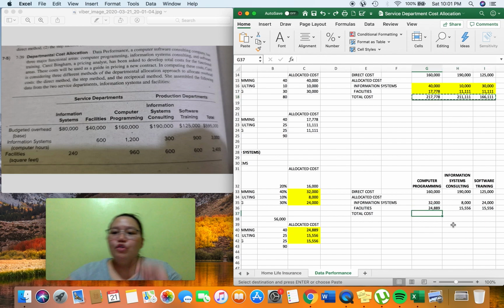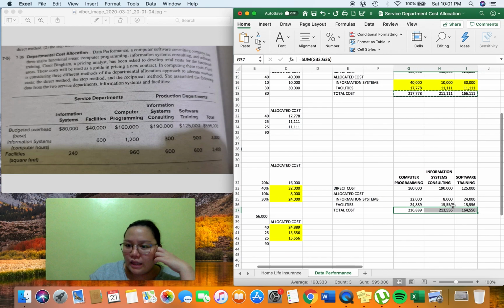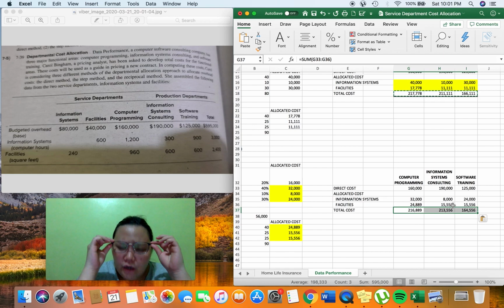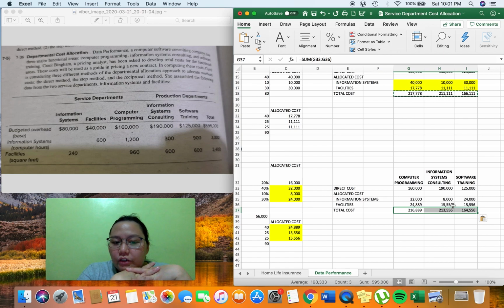So, the total cost of each production department after the allocation of the service department cost, we have 216,889, 213,556, and 164,556 respectively. So, there. Okay?